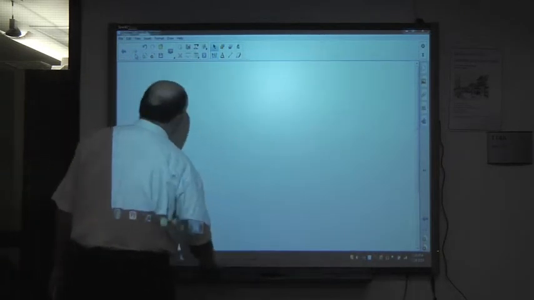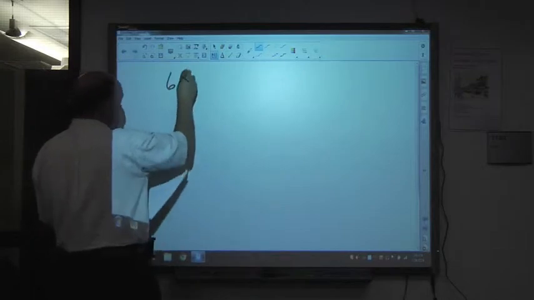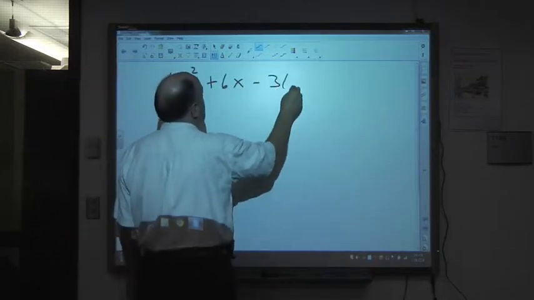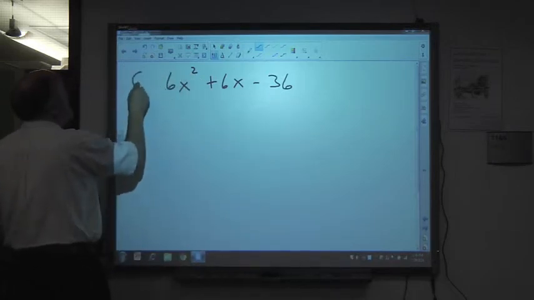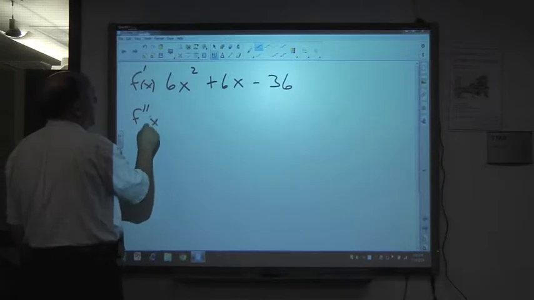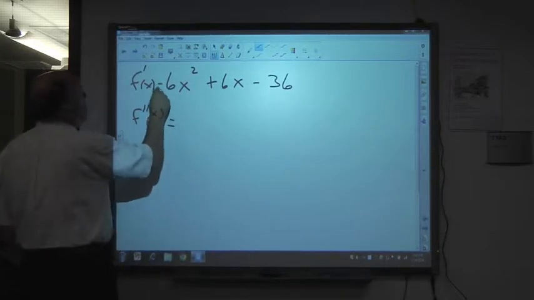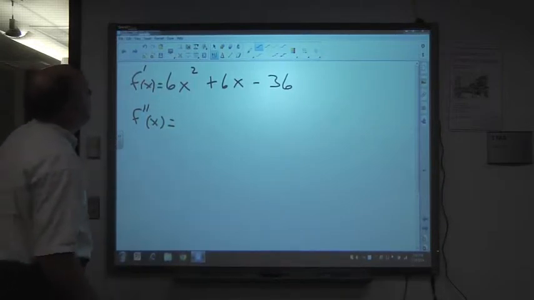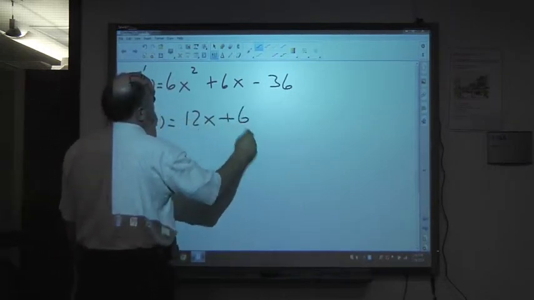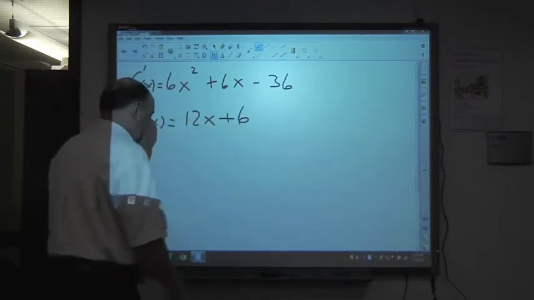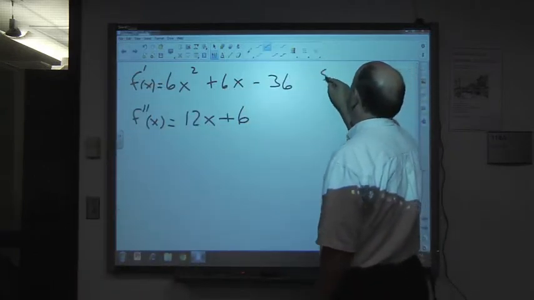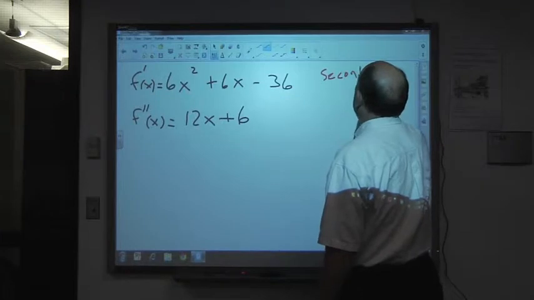So we had 6x squared plus 6x minus 36. So that was my first derivative. Now we want to find the second derivative. All we do is take the derivative again. So this will be 12x plus 6. Right. So step one in the second derivative test is find the second derivative.